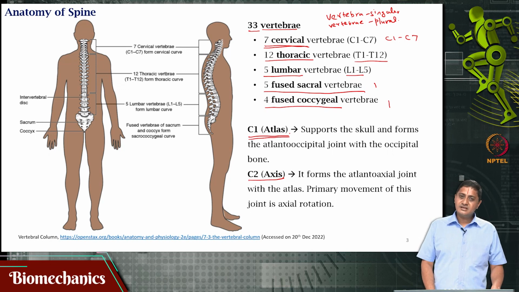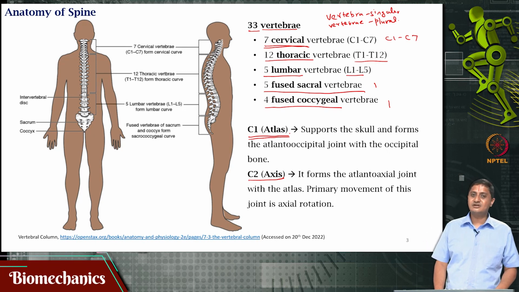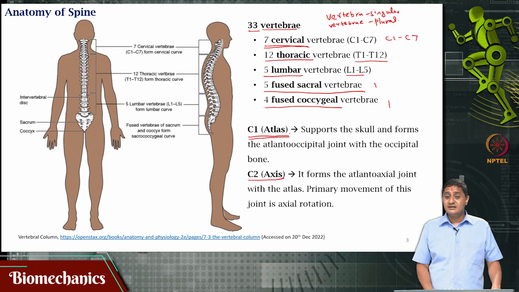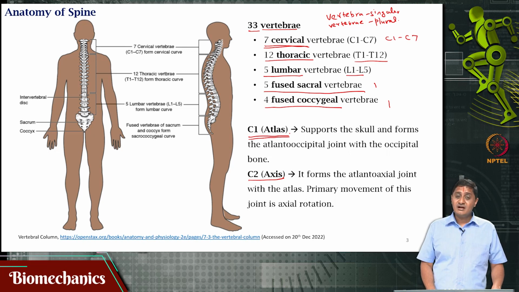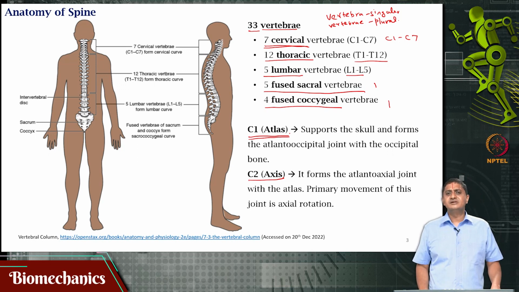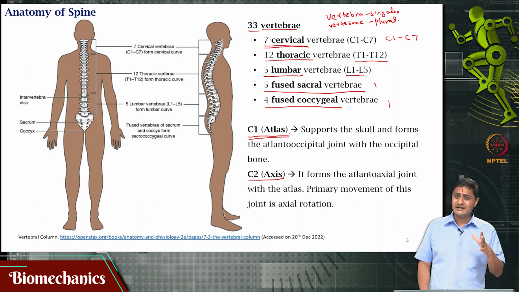The joint that the atlas forms with the occiput bone of the skull is called the atlanto-occipital joint. This joint provides for some movement at the level of the neck. So, some of the head movement is enabled by the atlanto-occipital joint, about 14 to 15 degrees. Here I am moving a lot, but that is not entirely from the atlanto-occipital joint. About 15 degrees of movement is possible at this joint.